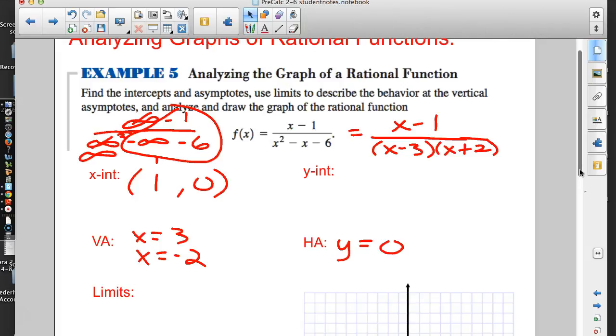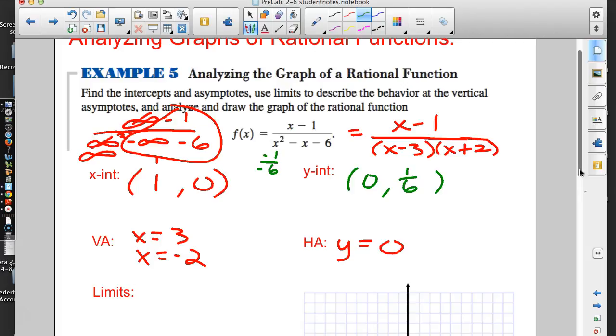Now the y-intercepts, we're going to put a 0 into the thing and see what we get. So if we go back up here, this is the easiest place to put it, because this is going to be a -1, and this is going to be a -6, and we're going to get 1/6. So going back to the original makes it a little bit faster when we're trying to find y-intercept.